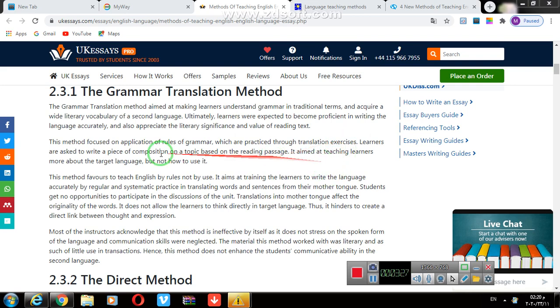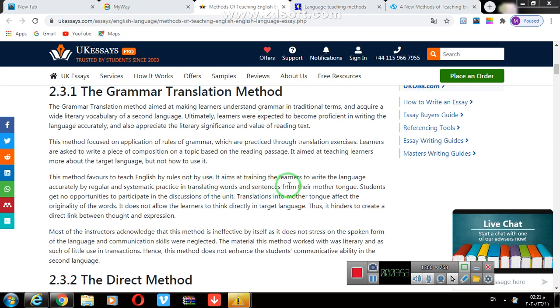It aimed at teaching learners more about the target language and not how to use the target language. The target language we are learning in methodology is English as a second language, and this is the target language we are aiming for. This method favors teaching English by rules. So all the time when we say grammar, we have to follow rules. So this method is based upon rules.